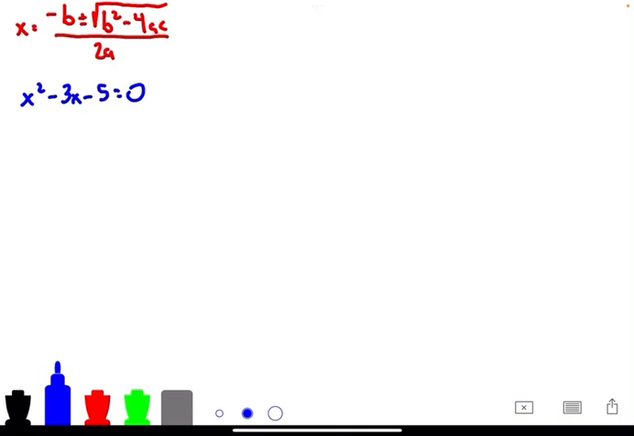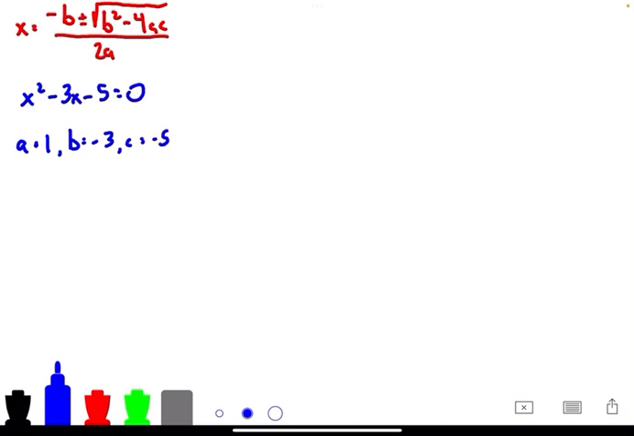x squared minus 3x minus 5. So we know this cannot be factored. So what do we do? We want to know that a is equal to 1, which is the coefficient of x squared. b is equal to negative 3, which is the coefficient of negative 3x. And c is our constant, which is negative 5.